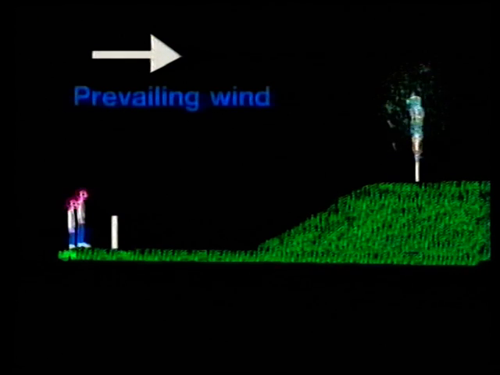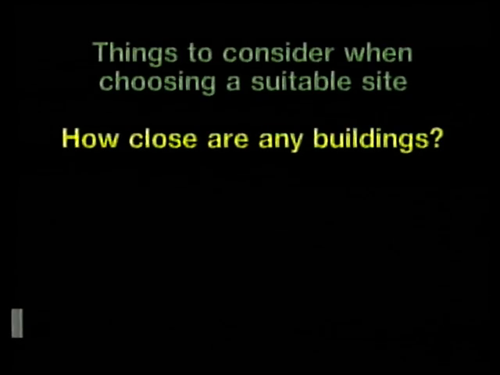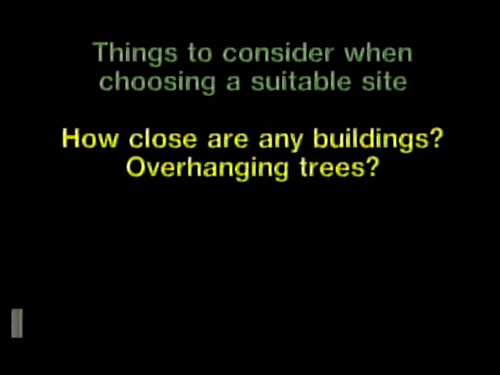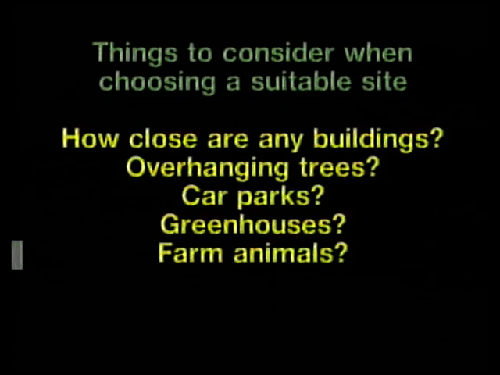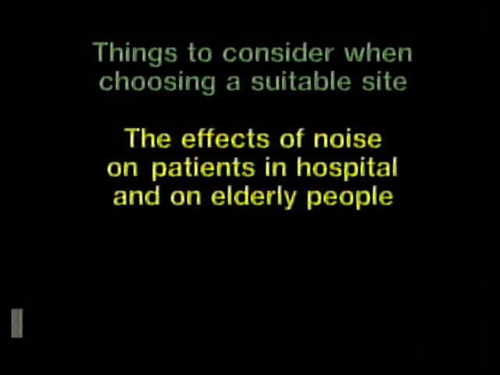There are a number of things to consider in choosing a suitable site. How close are any buildings? What about overhanging trees, car parks, greenhouses, and farm animals? And you must consider the effects of noise on patients in hospitals and on elderly people. So, the first thing to decide on is the site.